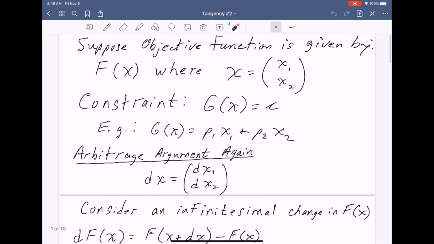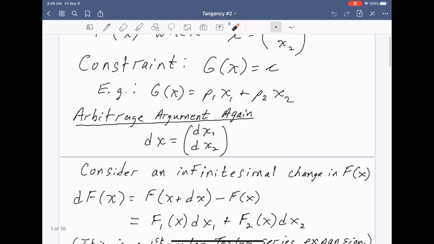All right, now what we're going to do is look at what we've done in the previous lecture, and that is again looking at arbitrage, but from a slightly different angle, and that angle is the fact that we're dealing with nonlinearities. So if we pick some small infinitesimal change in x, then that carries over in our notation to a change in x1 and a change in x2 given by that column vector.